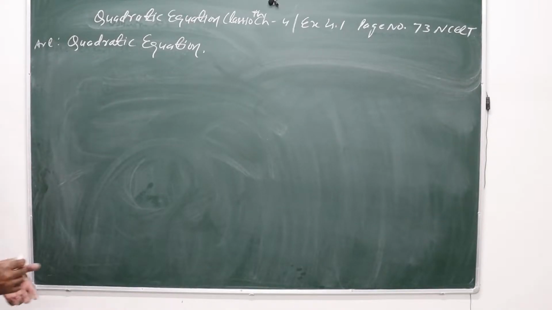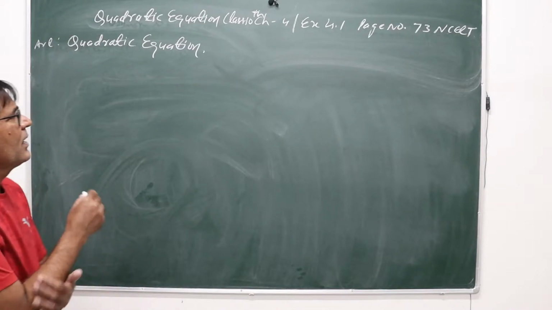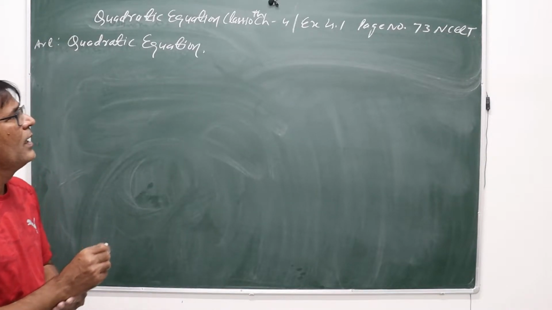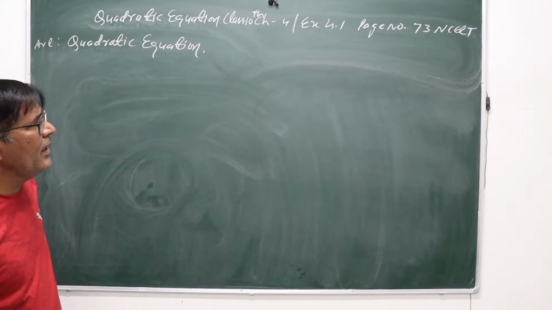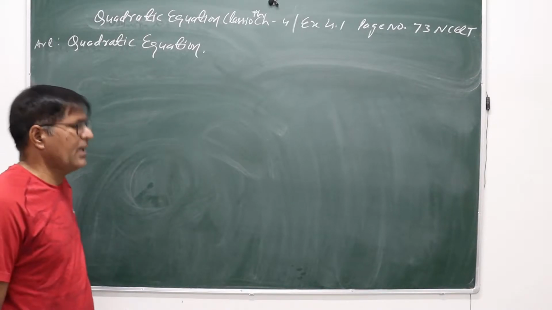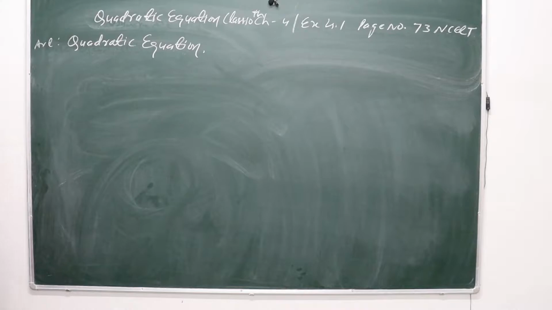Good morning, students. Next topic is quadratic equation, class 10, chapter 4, exercise 4.1, NCERT page number 73. So, to start quadratic equation, first of all, we will discuss the polynomial.